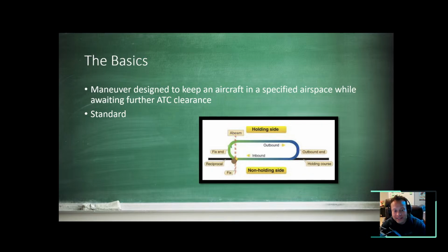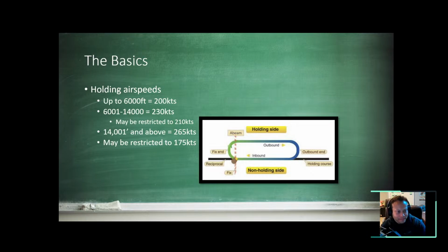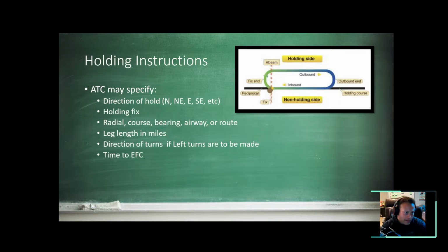There's the fix end, the holding side, the outbound leg, and the outbound end, and the holding and the inbound leg. And this is the holding side and the non-holding side. Now your airspeeds, up to 6,000 feet, you want to stay at or below 200 knots, and from 6,001 to 14,000 feet, it's 230 knots, but ATC may restrict you to 210 knots if they need you to. And then above 14,000, it's 265 knots. But again, ATC can restrict you if they need you to stay slow in the hold.